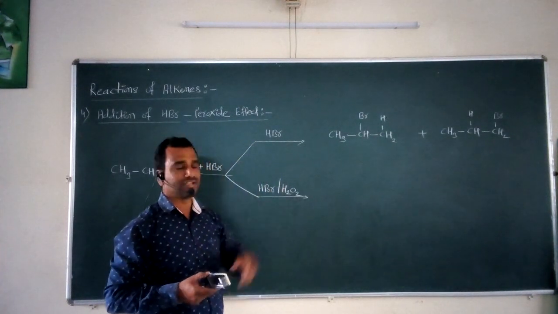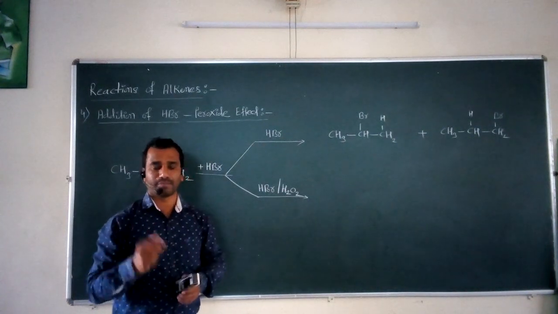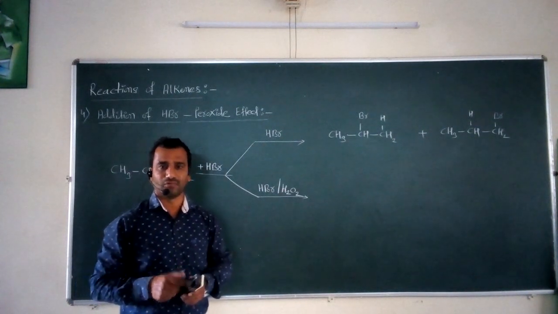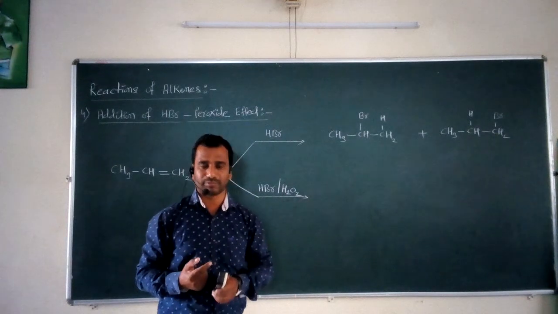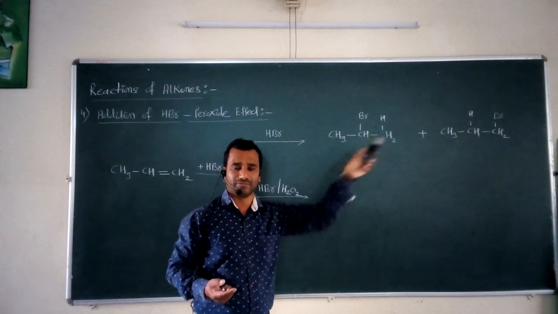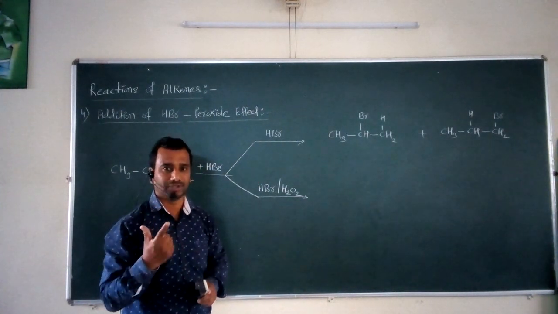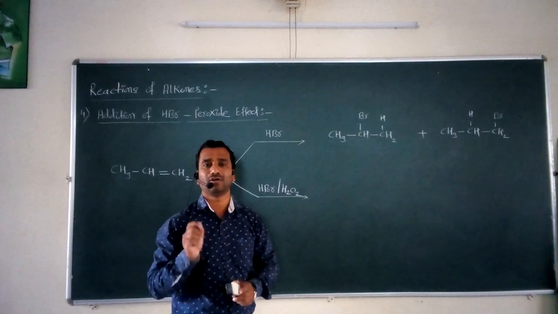Now, among these two products, we know that whenever a mixture of products is obtained, one product is present in a major amount and one product is present in a minor amount. Now, among these two, which is the major and which is the minor? For this purpose, we have to take the help of an important rule, and that rule is called Markovnikov's rule.